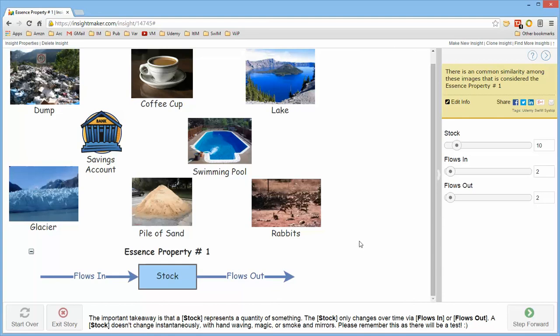So this is what I refer to as essence property 1. I would suggest that you go to the external resources, go to this model, and actually interact with it, change the value of the stock, the inflow and outflow, and run the simulation until you're comfortable with how changing the inflows and outflows actually have an impact on the way that the stock changes over time.